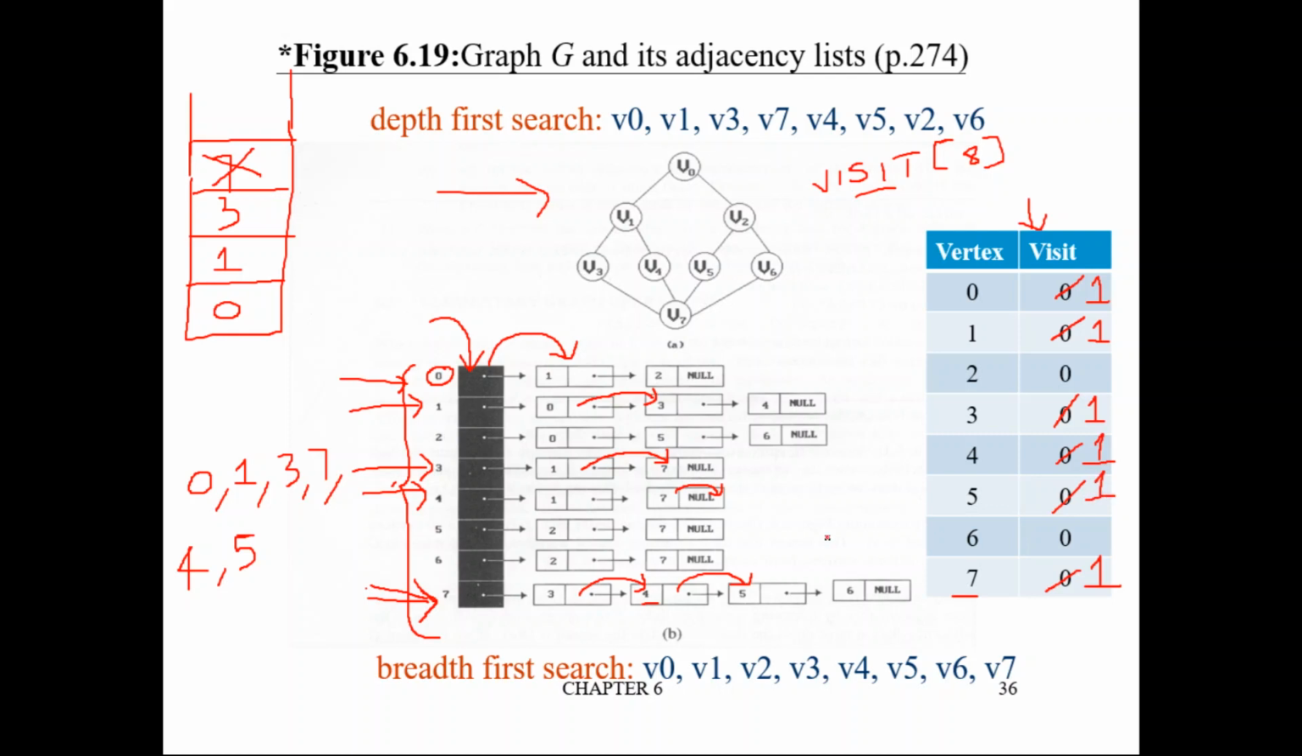Now we should jump to which vertex? 5. Before jumping to 5, what should you push into the stack? 7, because you are jumping from 7. So push 7 into the stack, and this time we are jumping to 5. Now see, 5 is pointing to 2. Is 2 visited or not? No, not visited. So visit 2, and make the visit value corresponding to 2 as 1.